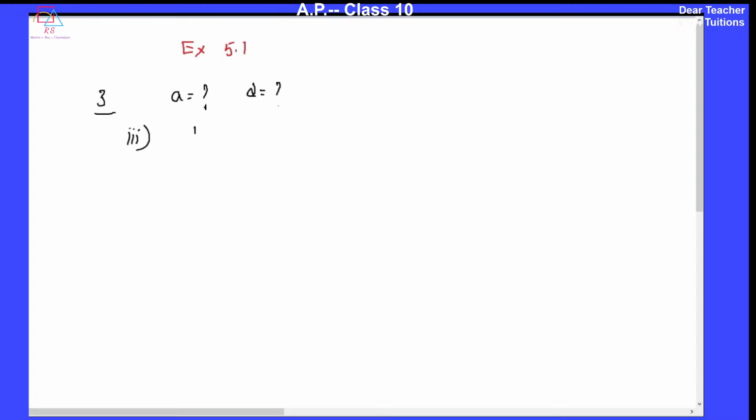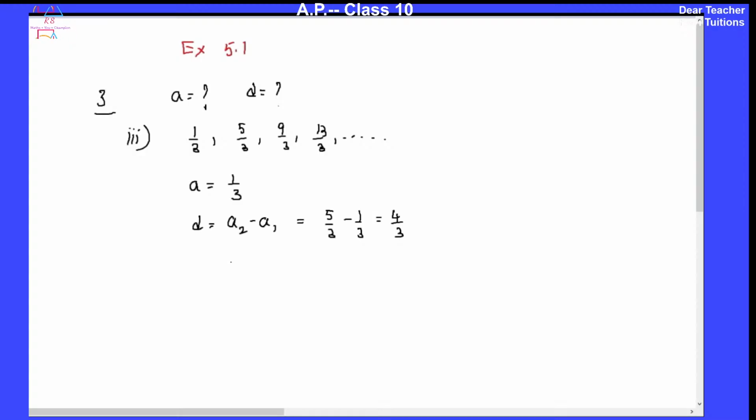So the AP is given like this: 1 by 3, 5 by 3, 9 by 3 and 13 by 3 and goes on. So A is very simple. A is equal to 1 upon 3, the first term. Now D, how will you get it? A2 minus A1. So A2 is 5 upon 3 minus 1 upon 3, which is equal to 4 by 3.